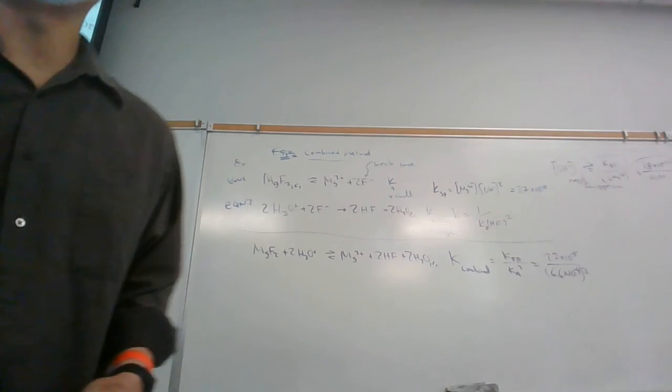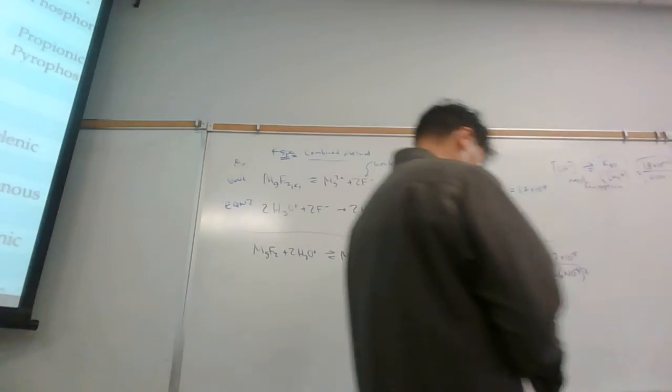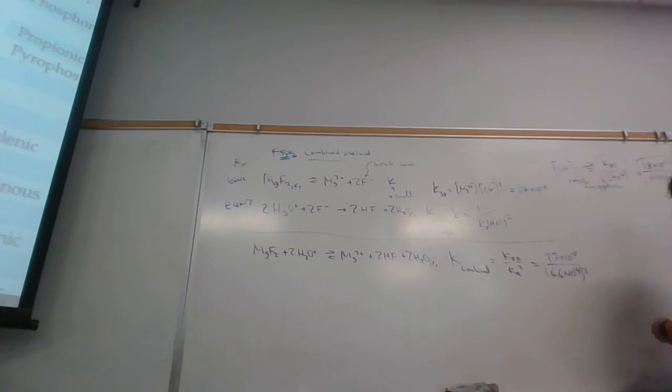And so what is KspA for this? It's 3.7 times 10 to the negative 8 divided by 6.6 times 10 to the negative 4, squared. Is that what you guys got? Let me try it again. You got it? Okay. All right, we'll go with that.